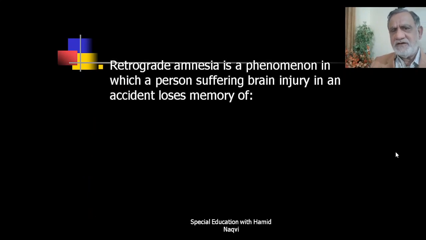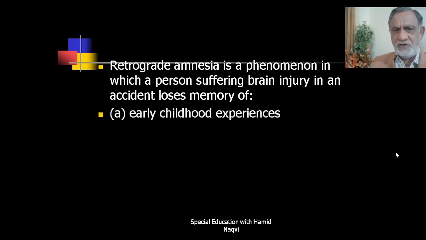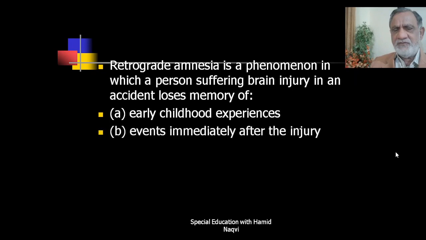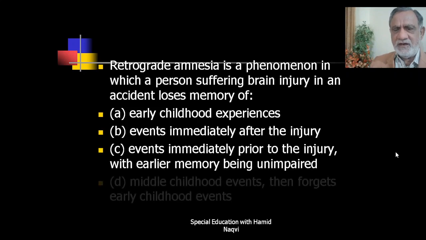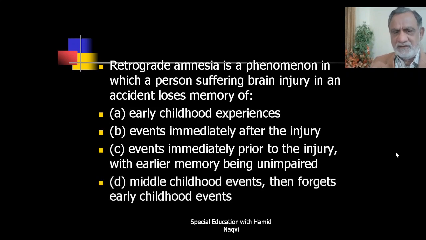Retrograde amnesia is a phenomenon in which a person suffering brain injury in an accident loses memory of early childhood experiences, events immediately after the injury, events immediately prior to injury with earlier memory being unimpaired, or middle childhood events, then forgets early childhood events. Correct is C, that is events immediately prior to injury with earlier memory being unimpaired.